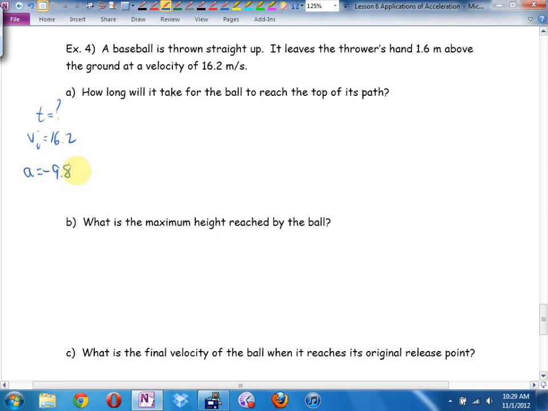By the way, this bugs a lot of kids. How can you have a positive velocity and a negative acceleration? It is going up. It's accelerating down. What that really means is on its way up, it's slowing down. Perfectly fine. A little weird, perfectly fine.